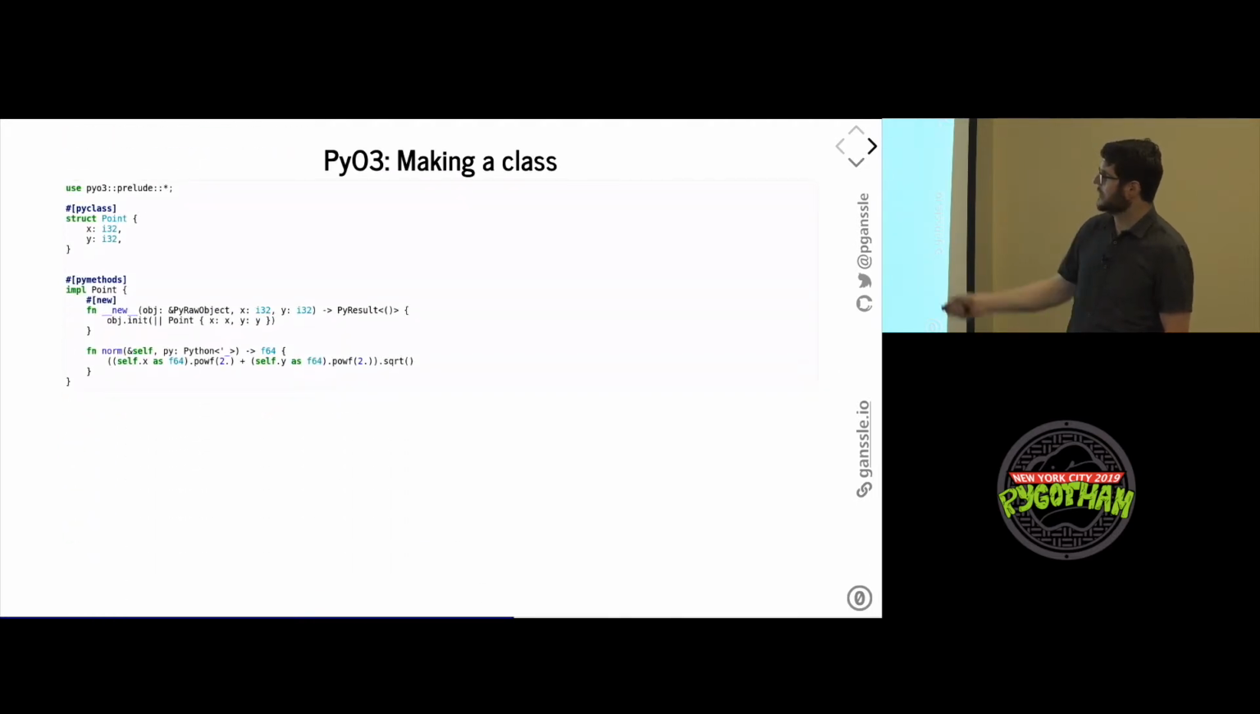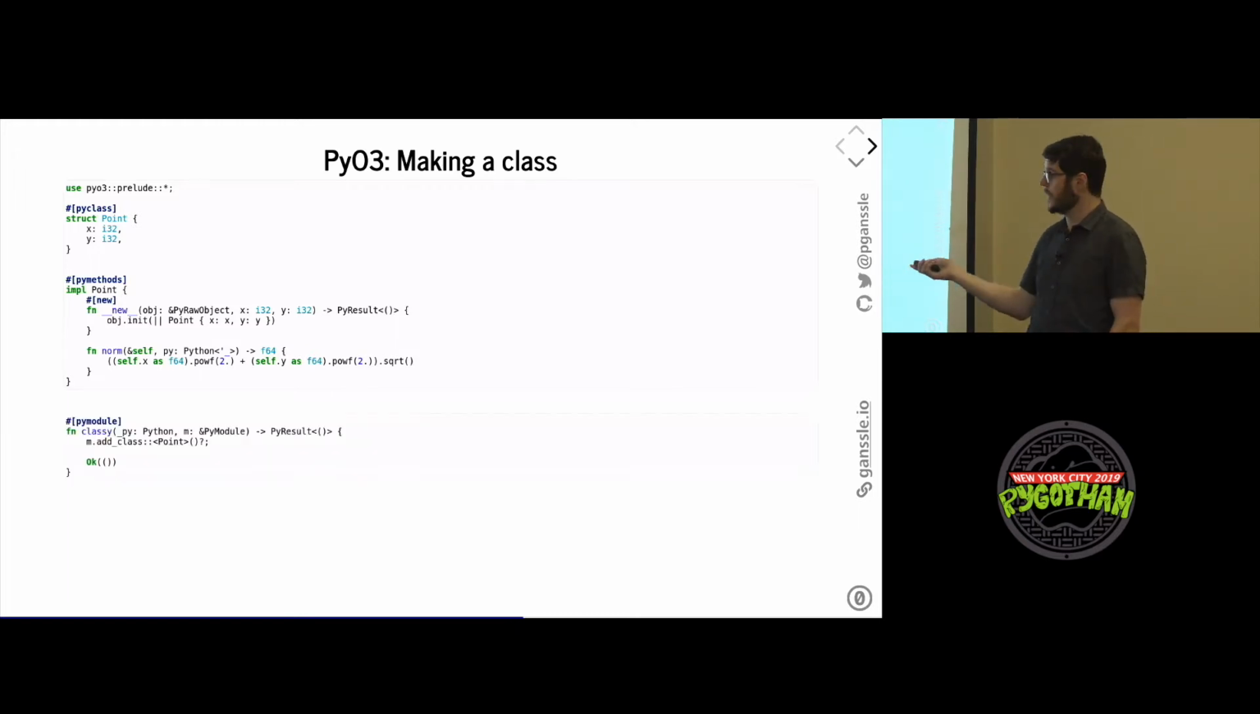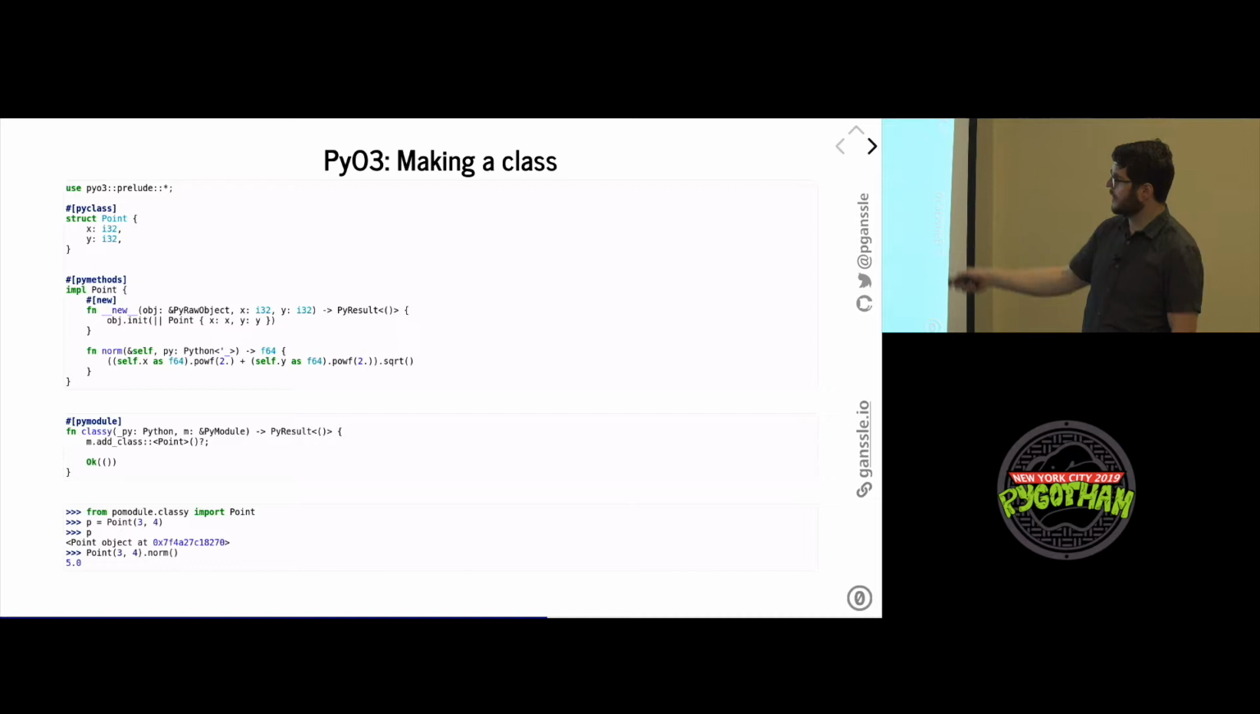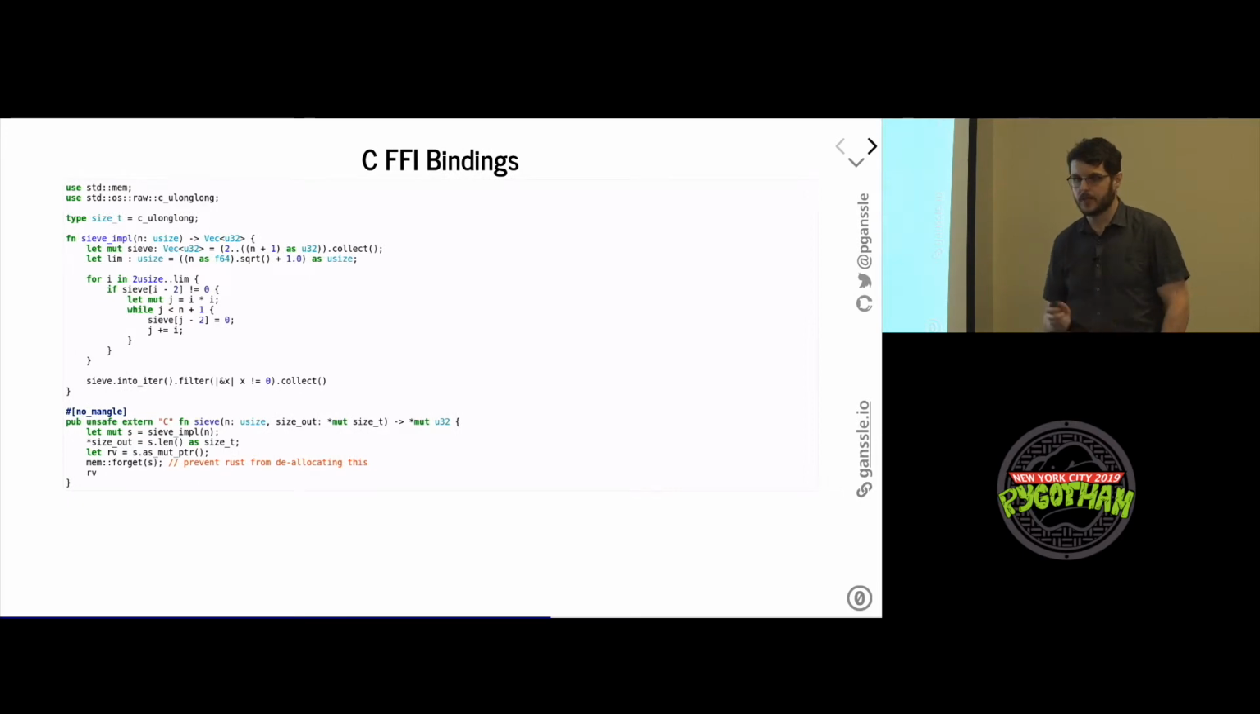You can also make a class. You just have a Rust struct, and you declare it to be a class, and you can put methods on it. You can have a constructor for it. And then you, again, put it into a module. I call this module classy. And then you can import your point, construct these, and call this Rust method from Python. And it just kind of works. So that's very useful.